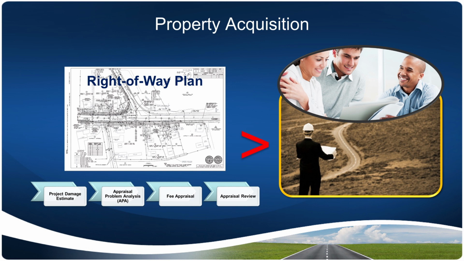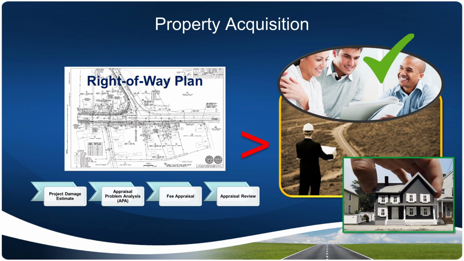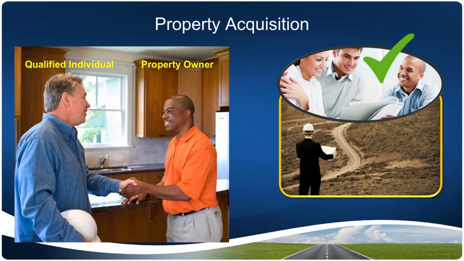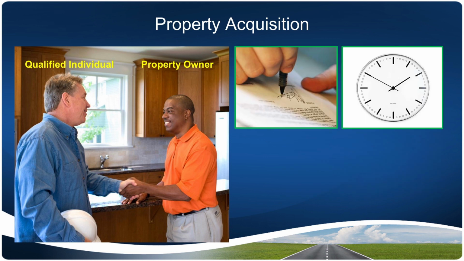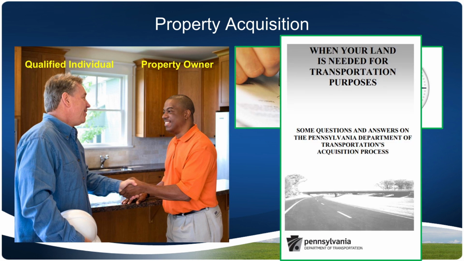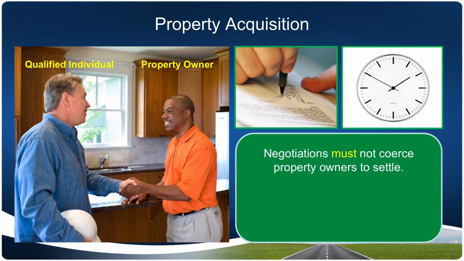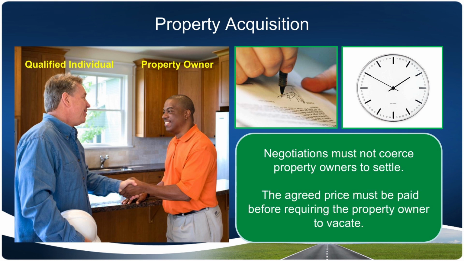The primary goal is to acquire property interests through negotiation rather than through the use of condemnation. For this reason, negotiations must be conducted by individuals through personal contact with affected property owners. Personal contact must be followed by prompt, written offers and sufficient time for the property owner to consider the offer. Please note that the rights of property owners are outlined in Publication 83, when your land is needed for transportation purposes. Negotiations must in no way coerce property owners to settle. The agreed purchase price must be paid before requiring the property owner to vacate the property.